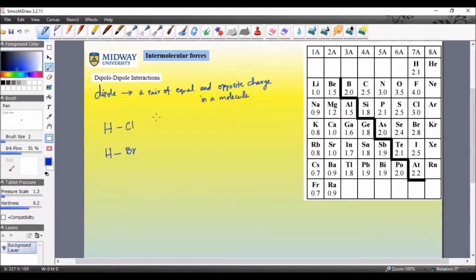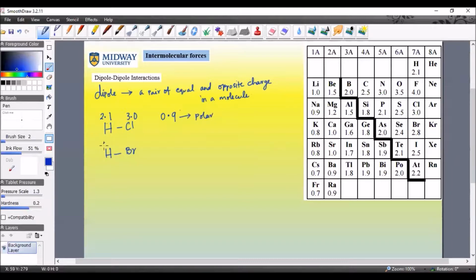So here we have HCl, and the value for hydrogen is 2.1, and the value for chlorine is 3.0. If you subtract 3.0 minus 2.1, you get 0.9. If the value is above, say, 0.5 or 0.6, then we say the molecule is polar, but it must be a little over 1.8 for it to be ionic. So this molecule is polar.